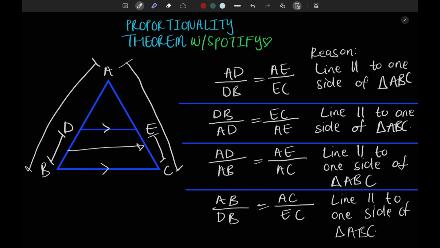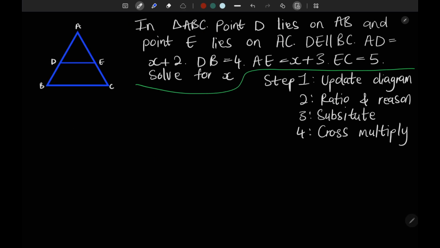Now, in an exam, they might say that you should solve for x. You can also use the proportionality theorem to solve different lengths and ratios. Let's do the first example. Now, this is an exam question. Let's do, in triangle ABC, point D lies on AB and point E lies on AC. DE is parallel to BC. AD is equal to x plus 2, DB is equal to 4, AE is equal to x plus 3, EC is equal to 5. Solve for x. So I'll write down the steps for you guys on the side. You can copy these in your notebook so that it's easier for you when it's time to revise.